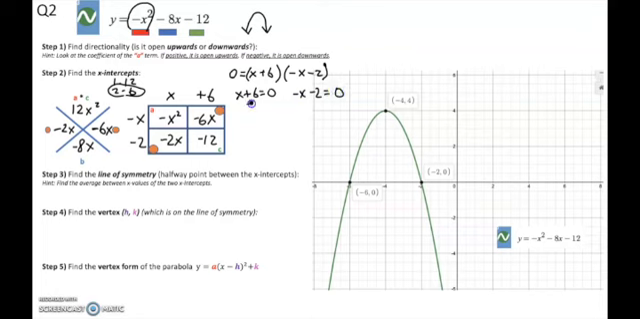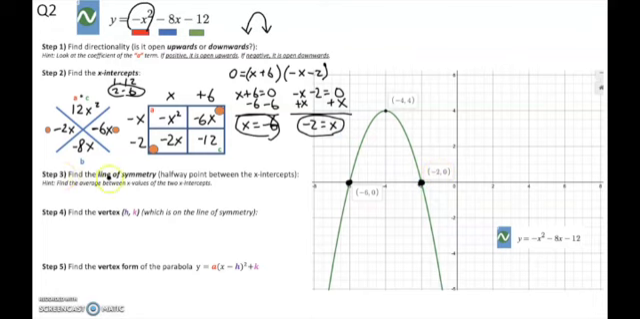We will subtract 6 on both sides of this first equation to get x is equal to negative 6. That's right here for our first x-intercept. And for the second one, let's just add x to both of these terms to get negative 2 is equal to x. So x equaling negative 2 will be our second x-intercept.